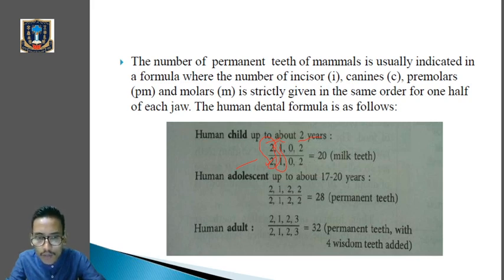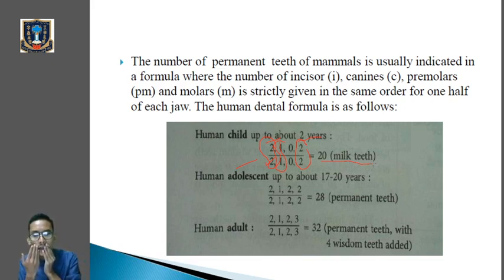Then how many molars are we finding? 4 molars. So count it: 2 plus 2 will be 4, 5, 6, 7, 8, 9, 10. So in 1/2 of each jaw we are finding 10 teeth. 10 plus 10 will be how much? 20. So in case of a human child there will be 20 milk teeth. Are you getting it? You have just written the formula of this half of the jaw.